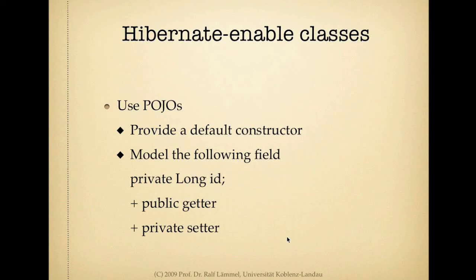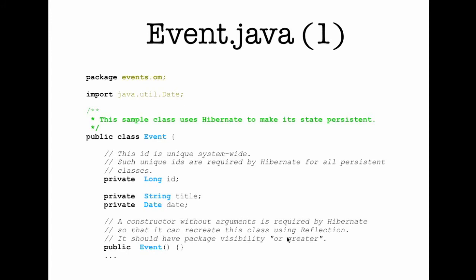So that field must have a public getter and a private setter. Here's an example. This is the Hibernate enabled class for events in our event manager application. As you see, this is just a plain old Java object style class. So we have that ID field here for the primary key, and we have the other private fields here for any data that's appropriate in an event class, such as title and date.